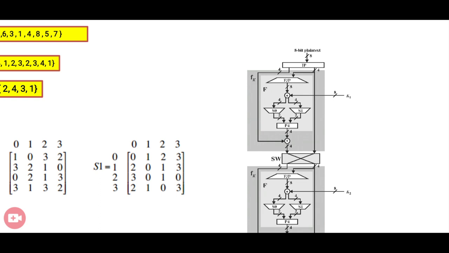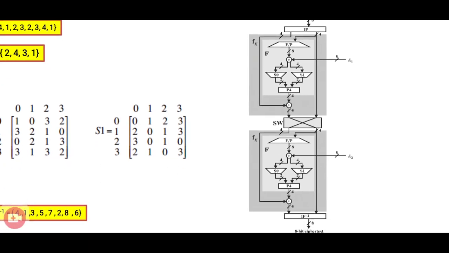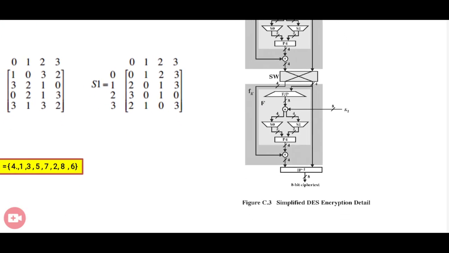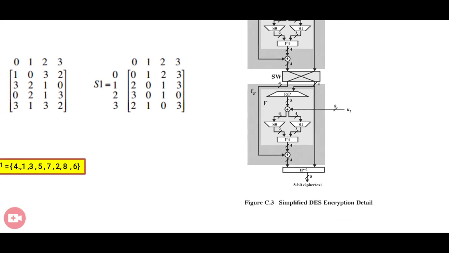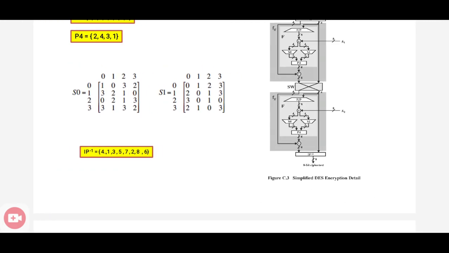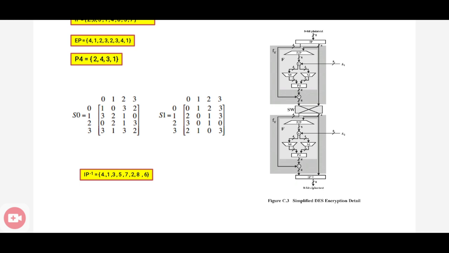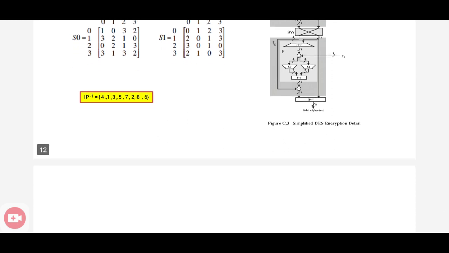Okay, after swapping, we perform the same round as the previous one, that is the second round. After getting the second round output, we have a left half and a right half. Then perform IP inverse to produce the 8-bit ciphertext. So what are S0 and S1 here? They are matrix representations for substitution, the S0 and S1 S boxes. Clear? So this is simplified DES encryption in a detailed way.